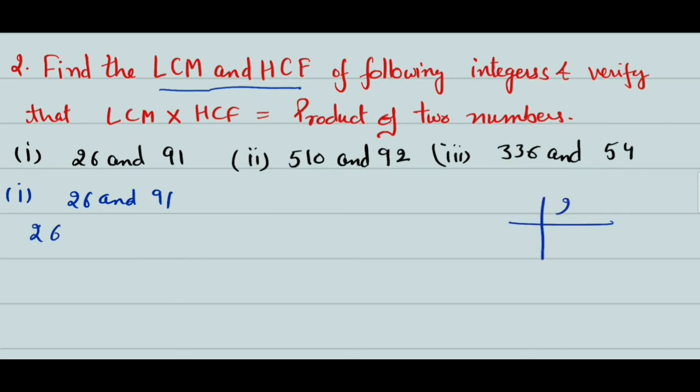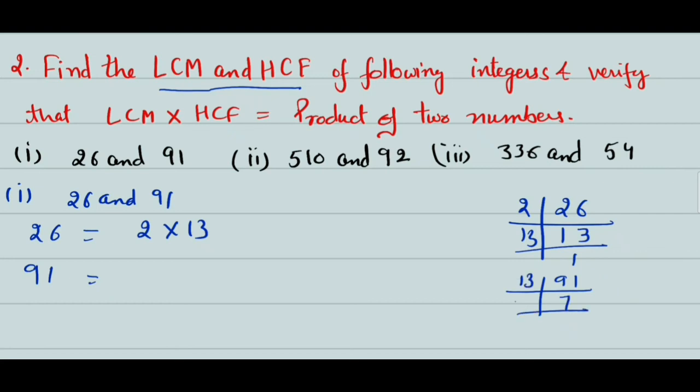We know we can find the factors like this. It will go with 2 and it will become 13. Then 13 will not go. So this I can write as 2 into 13. And 91, the factors of 91 are, it will go with 13. 13 sevens are 91. So its factors are 7 into 13.